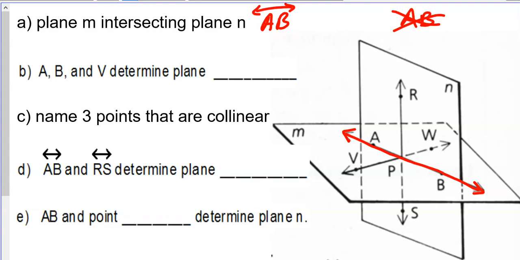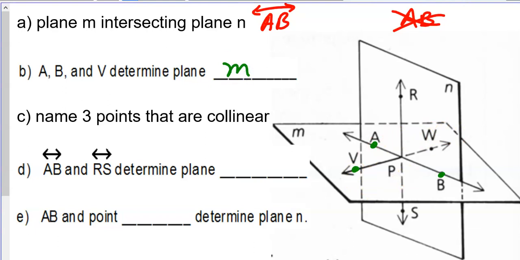All right. So now what about B? A, B, and V determine what plane. So let me go ahead and just erase this red portion right here. So we have A, B, and V. So they are all on this horizontal. Now, I don't necessarily know that, it just looks like it. They're all on this plane. So they define plane M.